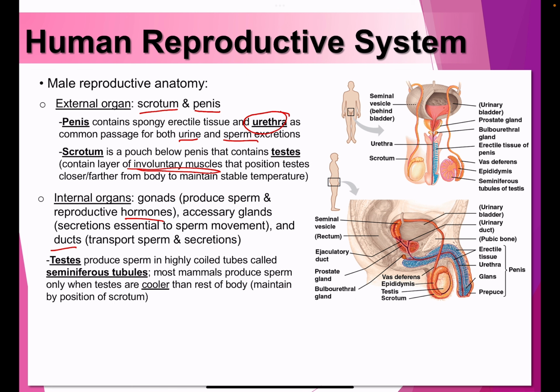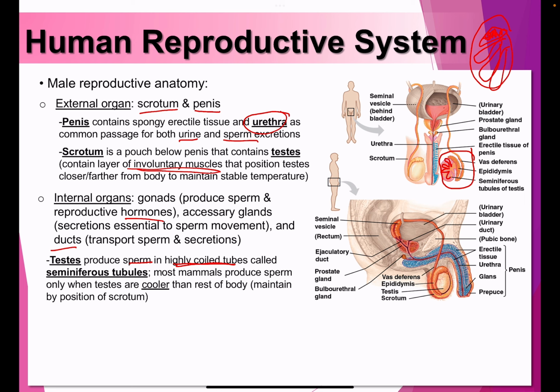Now, for the testes, we all know they are the organ in charge of producing sperm inside the male's body. They're made up of highly coiled tubes. This is like a cross section of the testicle, and you can see that there are sections like this. If I draw it big, it looks like little sections like this. And within the sections, there's actually something specific.